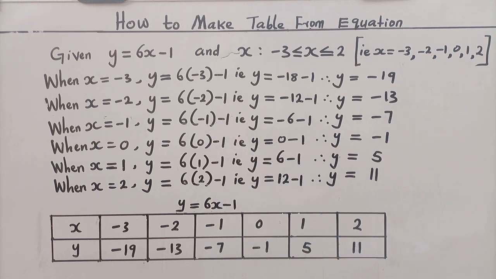See it here. When x became 0, see the 0, y became -1. See the -1 corresponding to it. When x was 1, that is 1 here, y we got as 5. See the 5 corresponding to it here. And finally, when x was 2, we got y as 11. See it here, 2 against 11. This is one example of how to get a table from an equation. Later, we plot the graph of this equation.